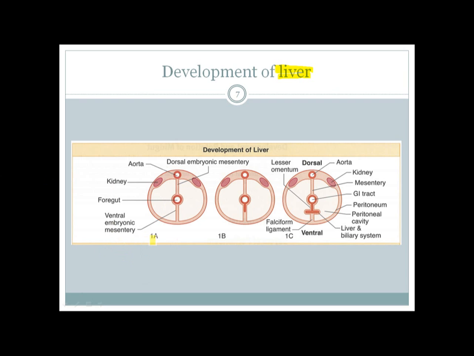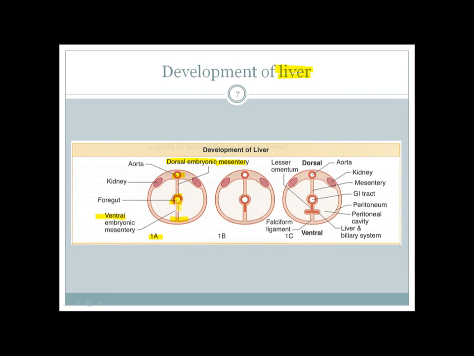In 1A, you can see a cross section of the fetus at about the 2nd or 3rd week, and this fetus has the foregut in the center. The foregut is connected to the ventral body wall and dorsal body wall by something called a mesentery. So in the ventral portion you will have the ventral embryonic mesentery, and in the dorsal portion you will have the connection by the dorsal embryonic mesentery.